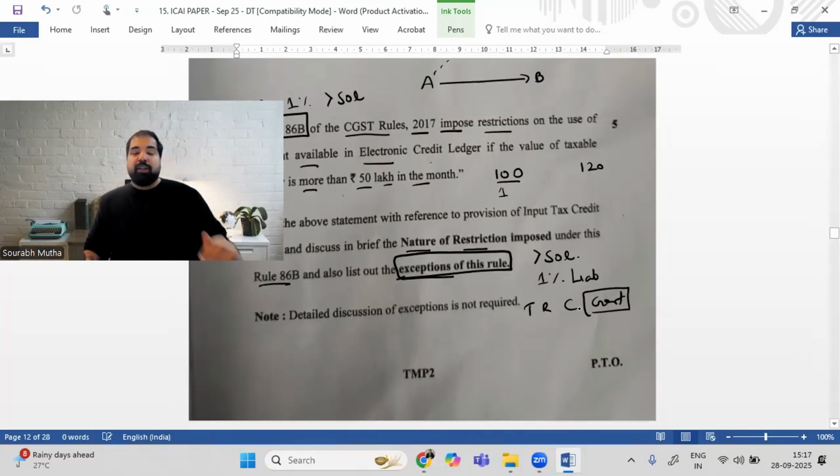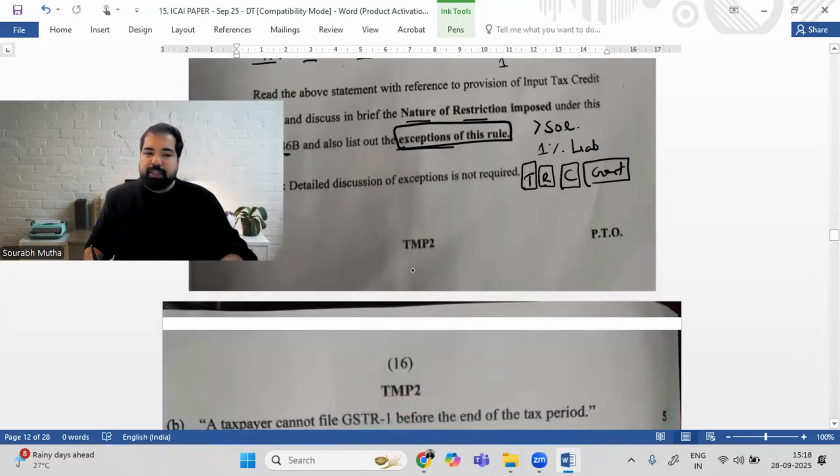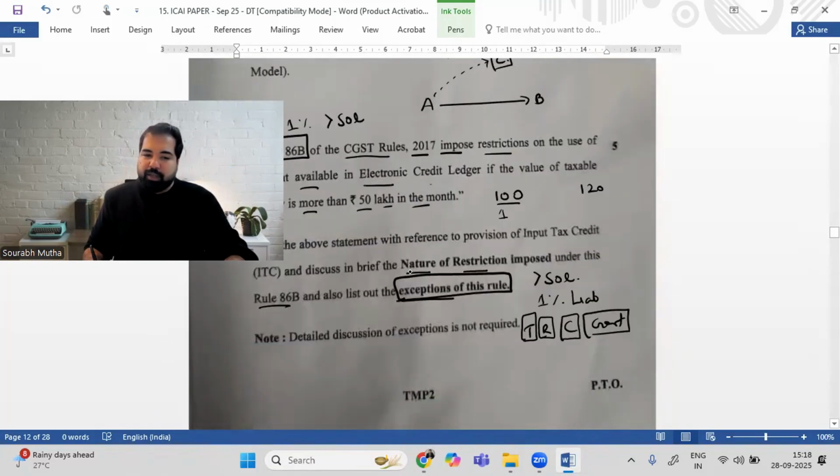First, this Rule 86B does not apply to government authorities and public sector enterprises. Next, if in the last 2 years you have paid income tax of more than 1 lakh rupees, then this does not apply. If in the last 1 year you have already got a GST refund of more than 1 lakh rupees, this does not apply. And if you've already paid till this month, for example, let's say this is the month of September, and for April, May, June, July, August, 5 months together, at least 1% of the liability has been paid through the cash ledger, then this condition does not apply. So these are the exceptions. This is question number 8A for 5 marks.